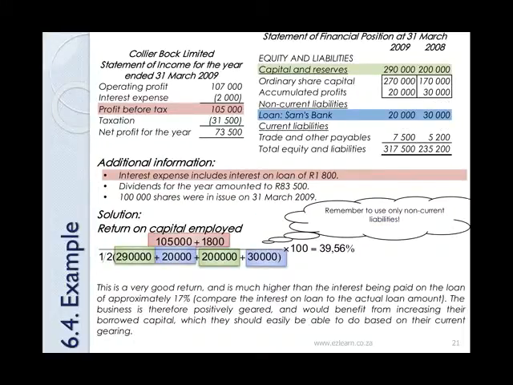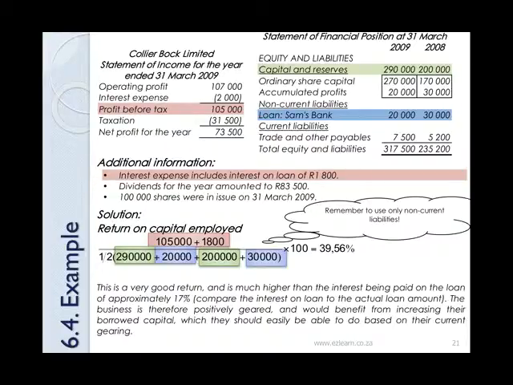We can now look at the return on capital employed. Notice that we are using the same figures as we used for our debt-equity ratio on the bottom of this equation. As mentioned previously, because we are comparing a statement of income figure to figures from the statement of financial position, we need to average the statement of financial position figures. For this reason, we are using the beginning and end balances for both loan and capital and reserves, or shareholders' equity.